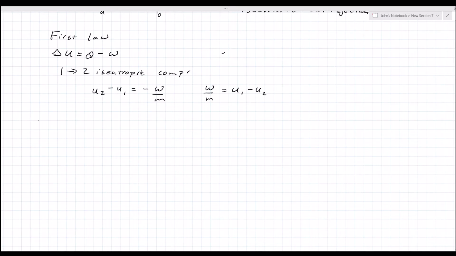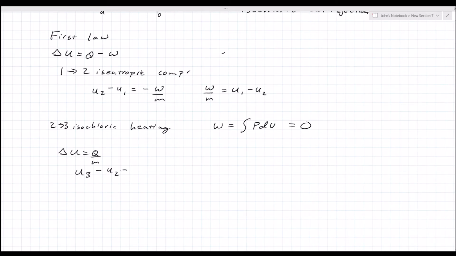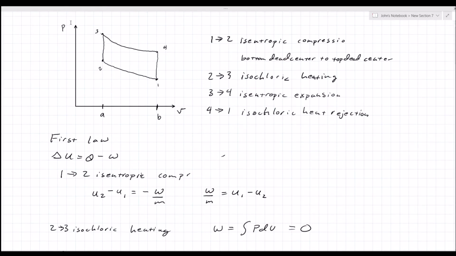So then 2 to 3, isochoric heating. Well, if you recall, work is equal to the integral of the pressure with respect to volume. If there's no change in volume, it's 0. So you get delta U is equal to Q over M. U3 minus U2 is equal to Q over M. So now we're right here.